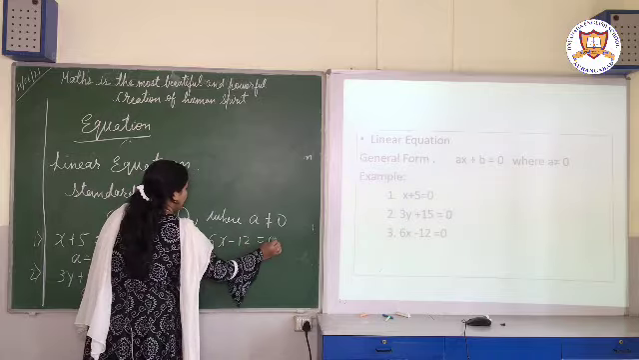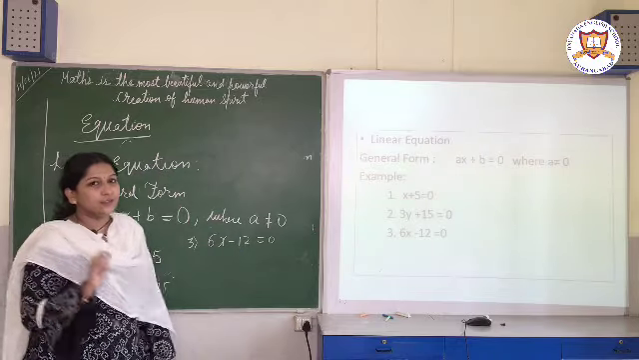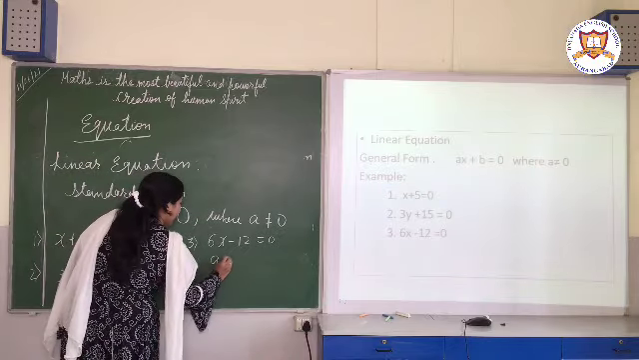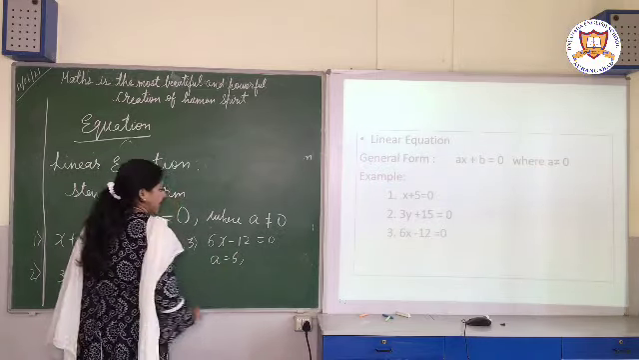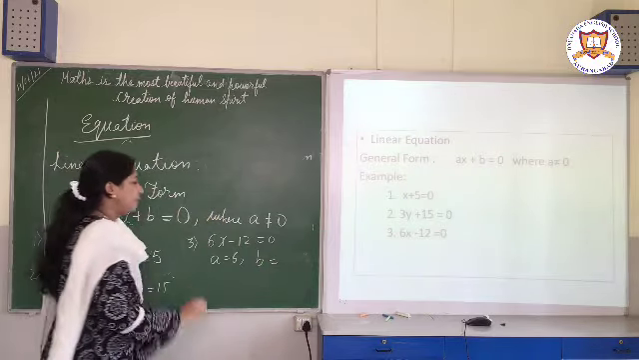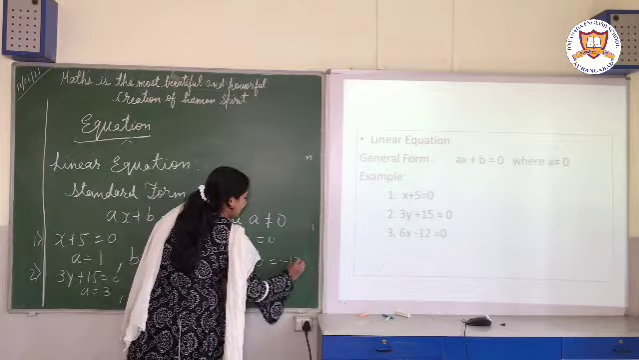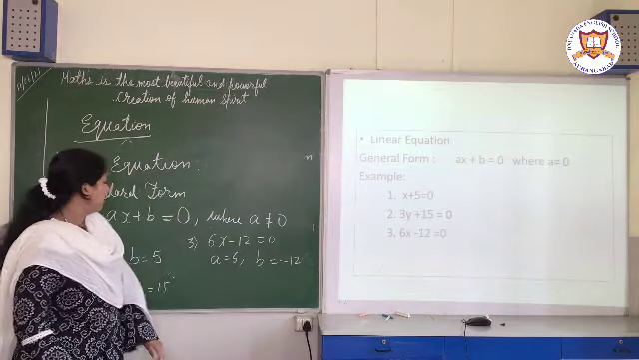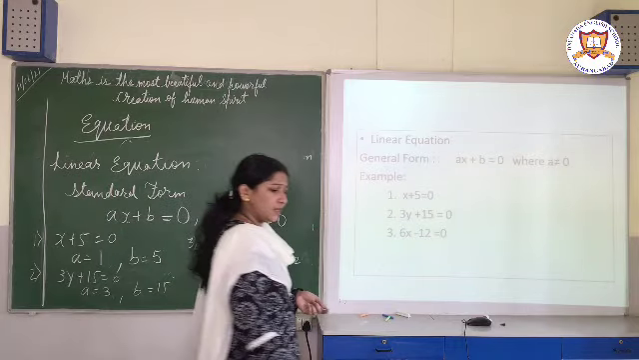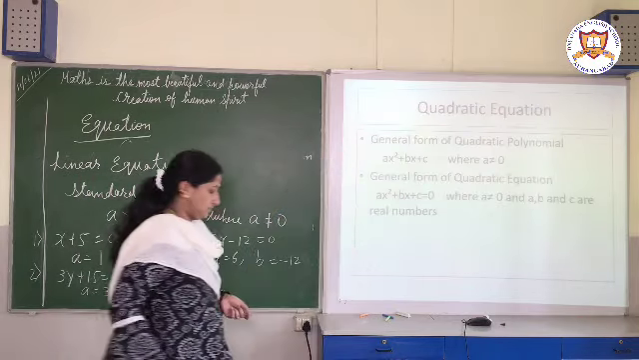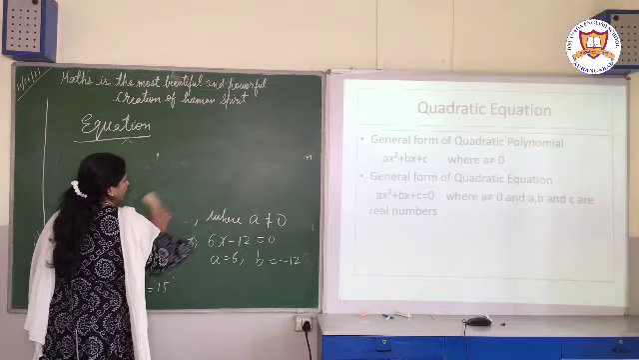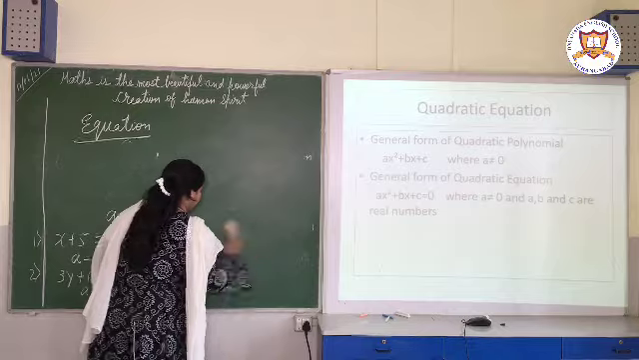6x minus 12 is equal to 0. So what is the value of a? Yes? 6. Yes, the value of a is 6. Now what will be the value of b? Minus 12. Yes, the value of b will be minus 12. So I hope now you have understood the topic linear equation. Now let's go further. The main topic which we have to study today is the quadratic equation.